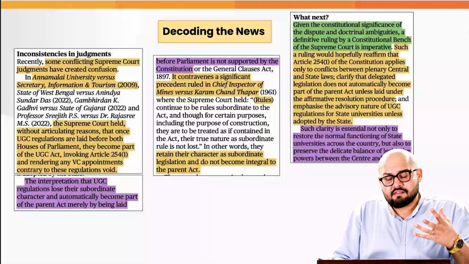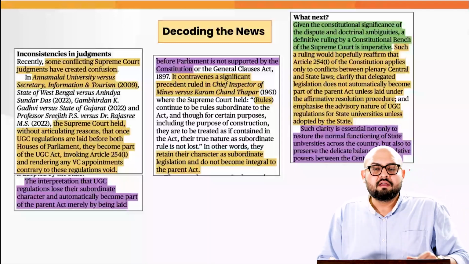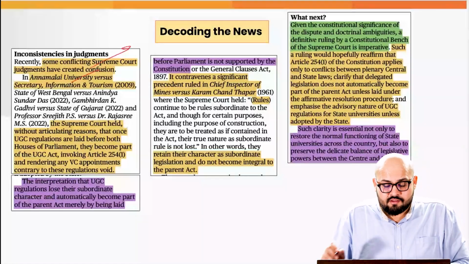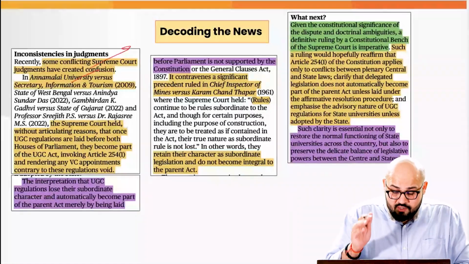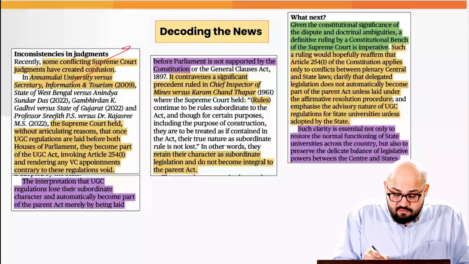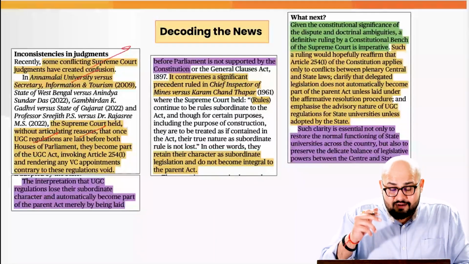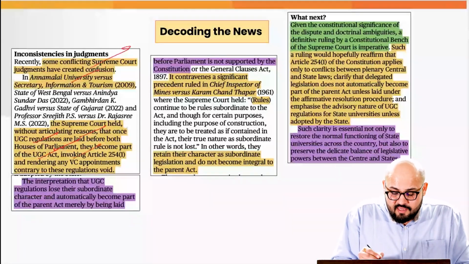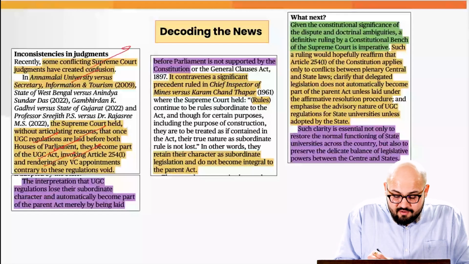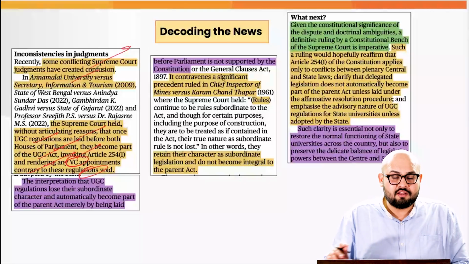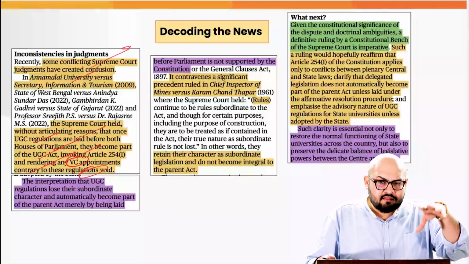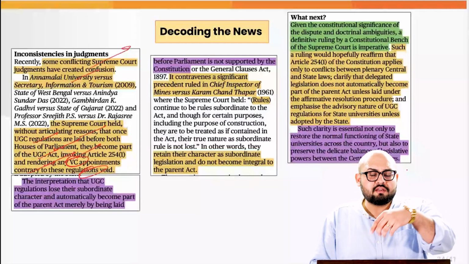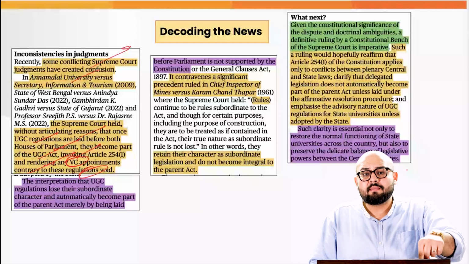Then there are also some inconsistencies where the Supreme Court has taken the side of the central government. So some conflicting Supreme Court judgments have also come. In Annamalai University versus the Secretary, Information and Tourism, the Supreme Court held, without articulating any reasons, that once UGC regulations are laid before both Houses of the Parliament, they become a part of the UGC Act, invoking Article 254(1) and rendering any VC appointment contrary to these regulations void. So again, we need to understand that the stand of the Supreme Court has not been clear. In some situations, it has supported the state laws. In some situations, it has supported the delegated legislation made by the central government.